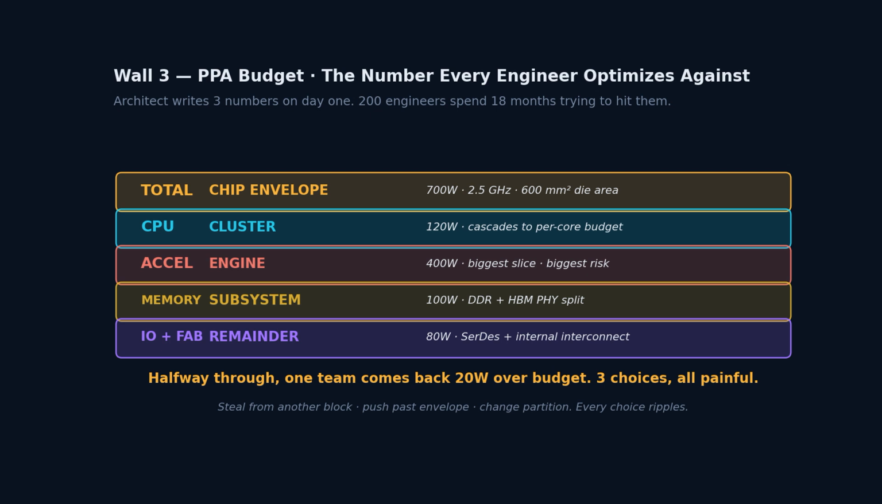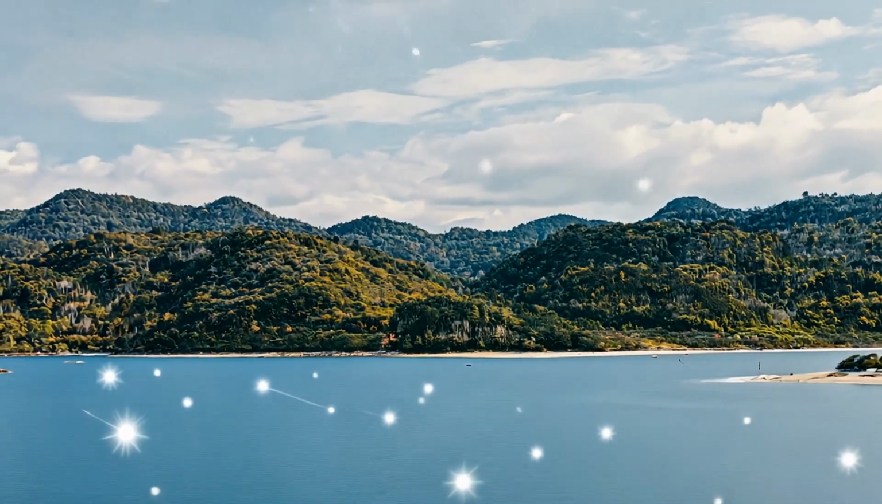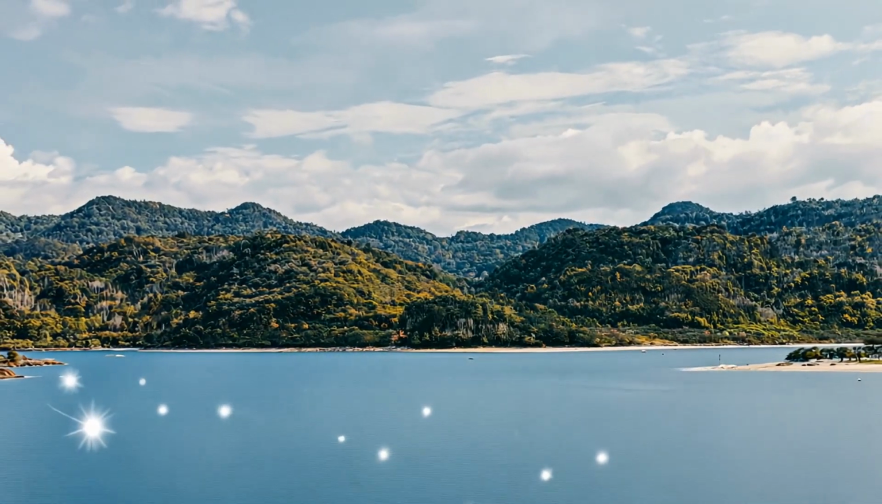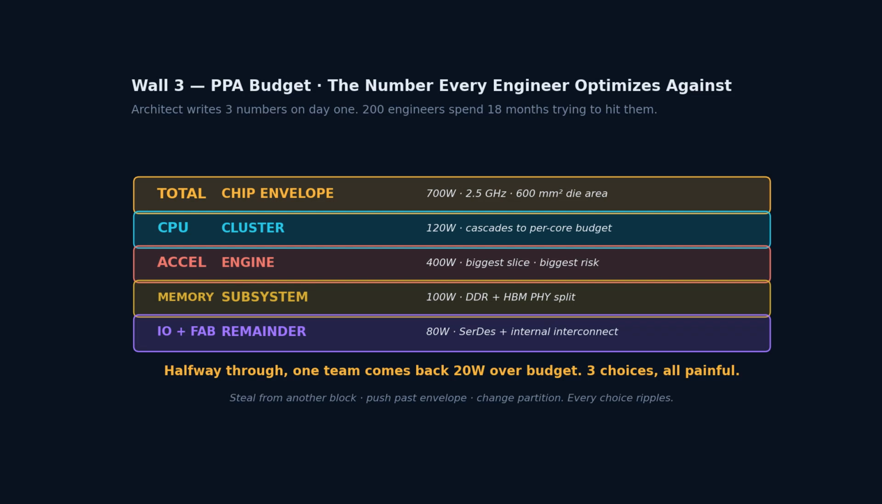Halfway through the program, one team comes back and says they cannot hit their power number. The accelerator engine is at 420 watts instead of 400. The architect has 3 choices. Steal 20 watts from another block, which means that block must shrink performance. Push the chip past its power envelope, which means the data center customer rejects it. Or change the partition, which means going back to wall 1.